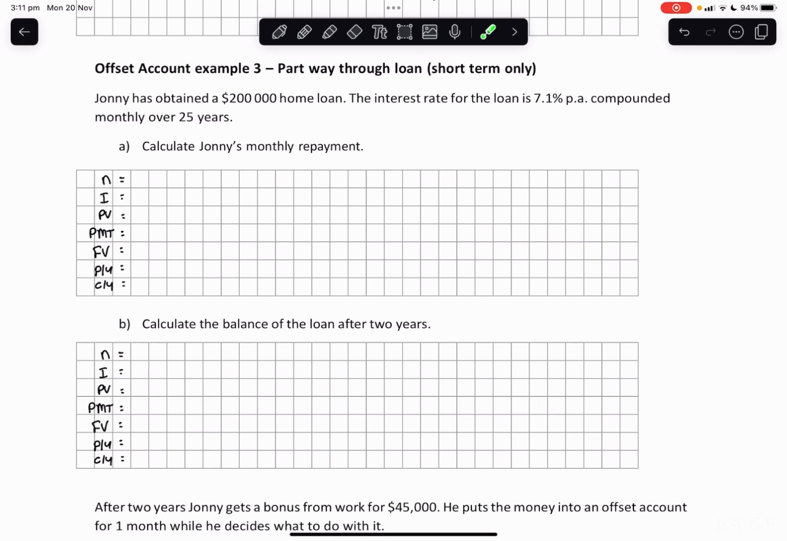Now typically that short term will be 1 month, but there have been questions that crop up that have been 4 years or 3 years, so just be mindful of that, but the same processes apply. So let's have a look at the context.